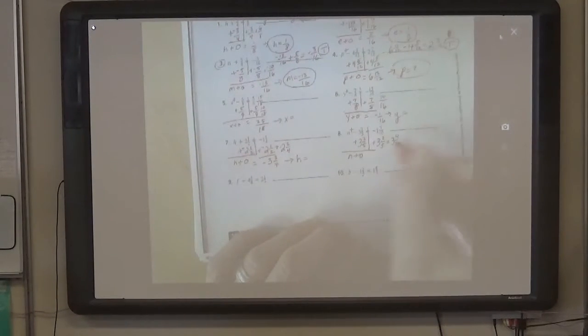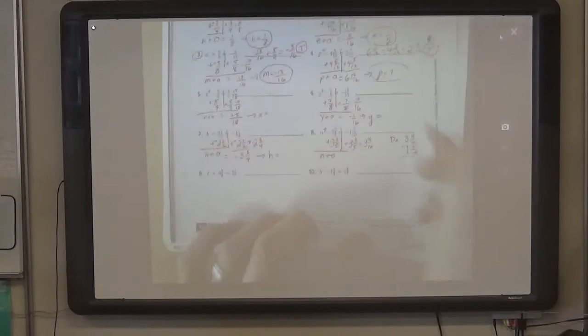Now be careful with number 8, because it's one of those where you've got to change it around and do 1 and 7/10. That's what I need. 1 and 7/10, and then you're going to have to take away a whole. It's not negative, it's 1.